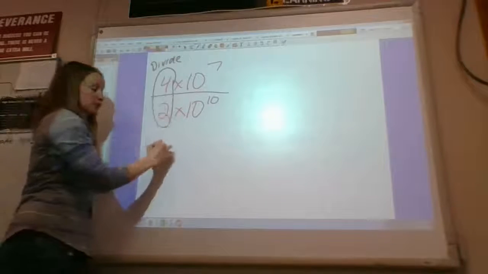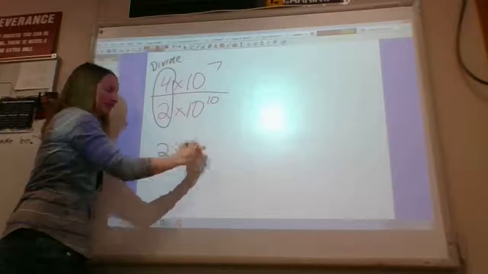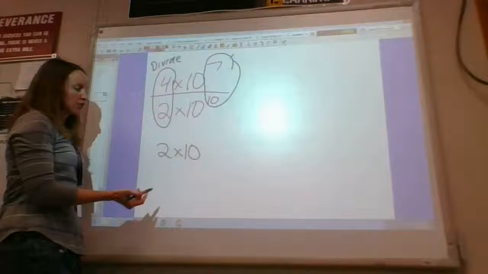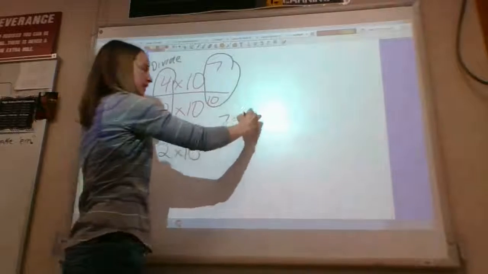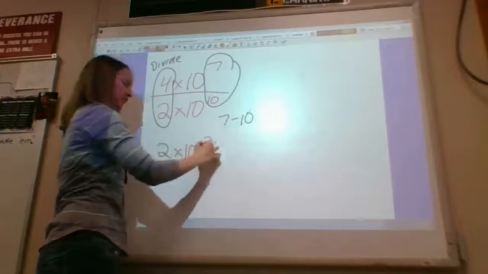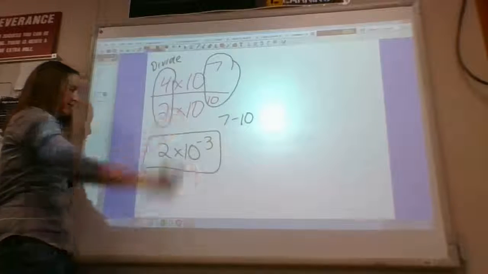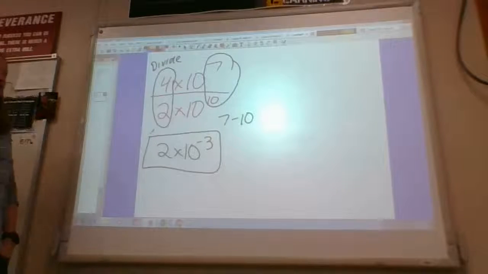4 divided by 2 is 2. And instead of adding, we subtract. And so then you do 7 minus 10. And 7 minus 10 is actually negative 3. We don't have to move the decimal at all because it's already in the proper spot. And there you go. You just divided your first scientific notation problem.